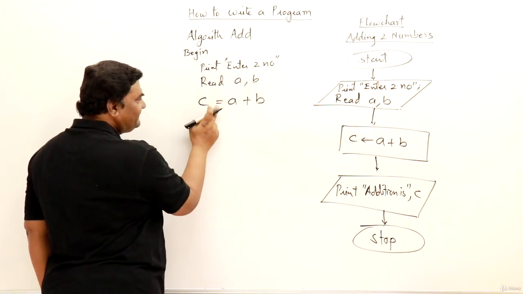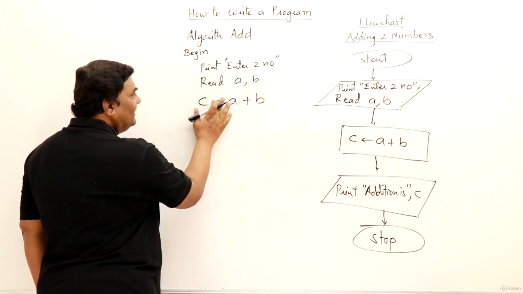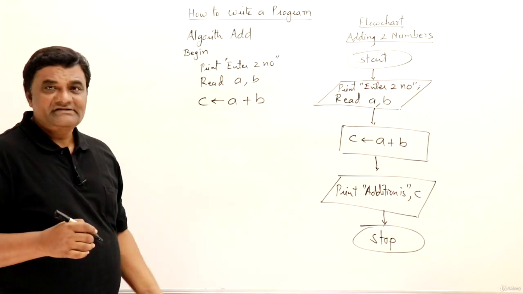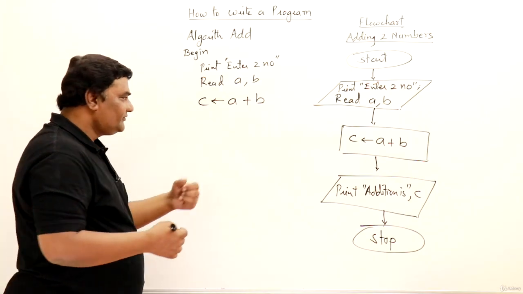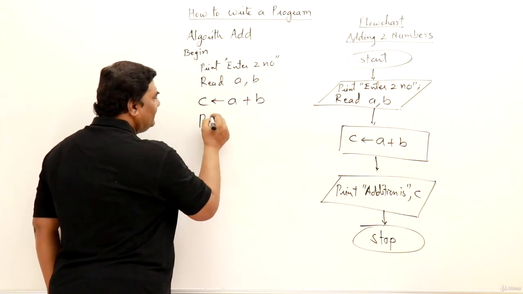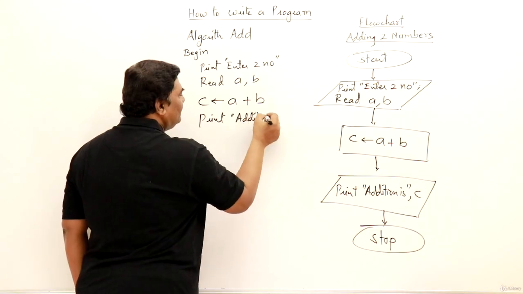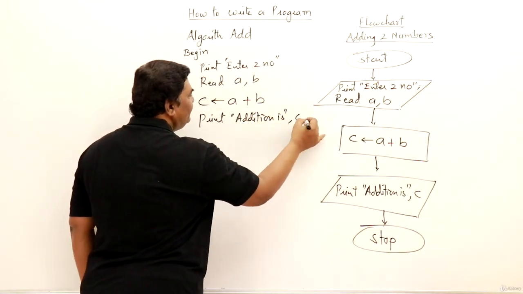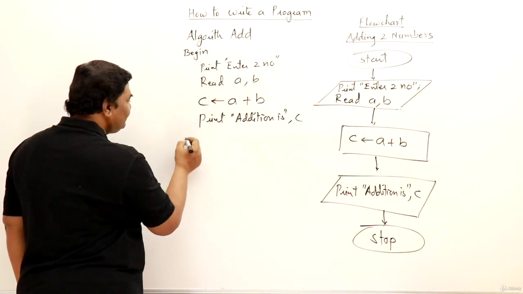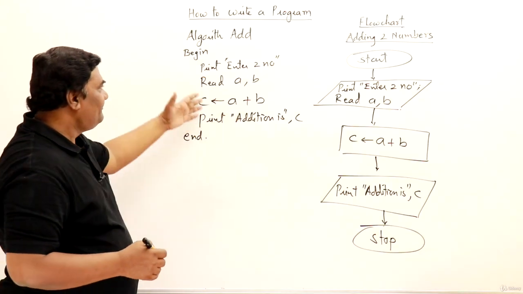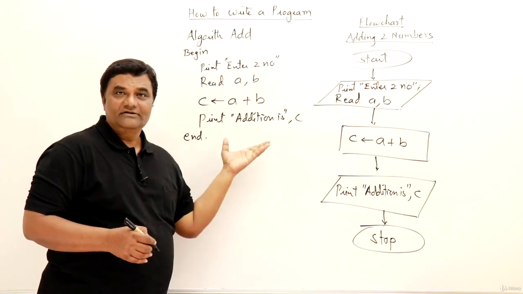So I am writing this as assignment. Don't read it as equal to. Otherwise, write an arrow like this. Now the next step is printing: addition of number is so and so. So print, addition is, C. So this is the result. And this is the end of our algorithm. So those steps I have combined and written as an algorithm.